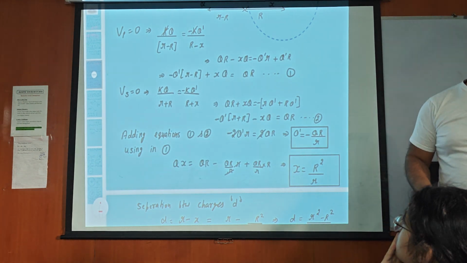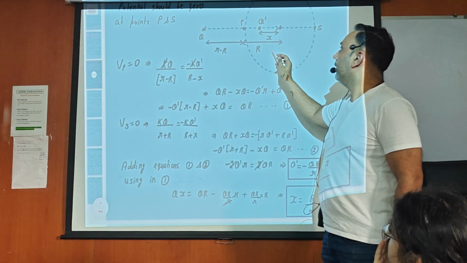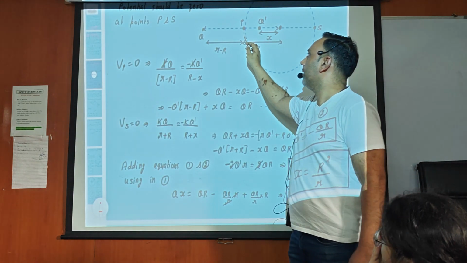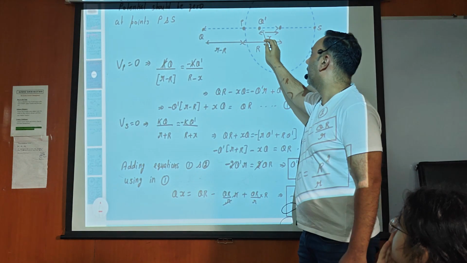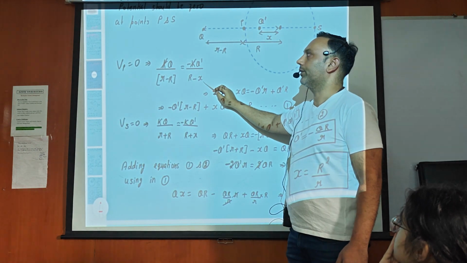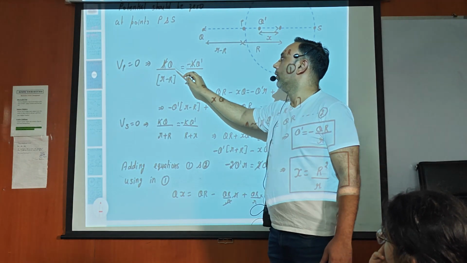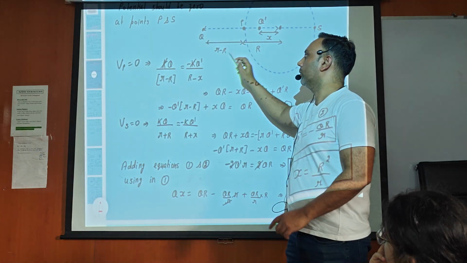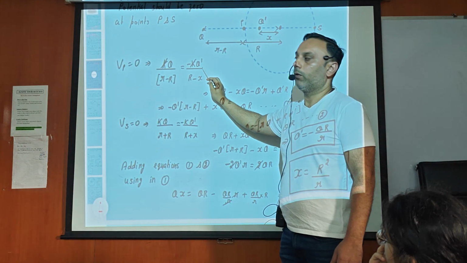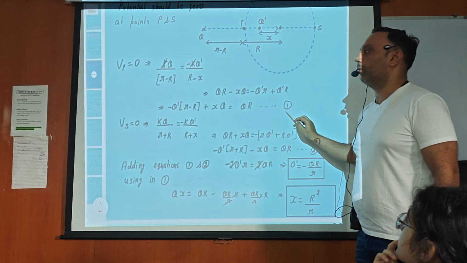So now first, Vp is 0. So at point P, the distance from the point charge is small r minus capital R, and from q dash the distance is capital R minus x. Okay, the distance is what, beta? R minus x. So the potential due to q plus the potential due to q dash is equal to 0. This I am taking on the right side. So that is our one equation, right? After rearranging, that is our one equation.